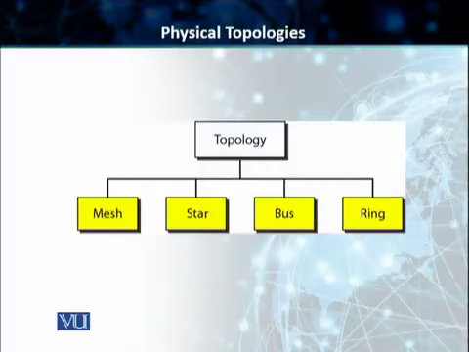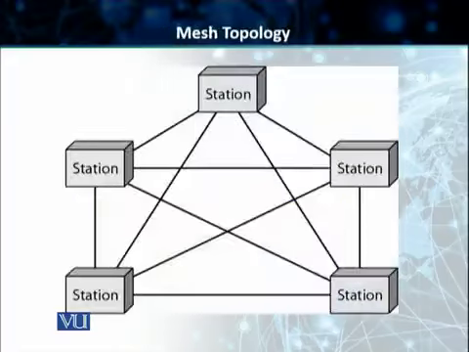Now students, there are four major topologies that are possible in a network. As you can see on the slide, we have a mesh topology, we have a star topology, we have a bus topology, and then we have a ring. Students, we'll go through each one of these one by one now. So moving on to the next slide, as you can see, we have a mesh topology to start with.